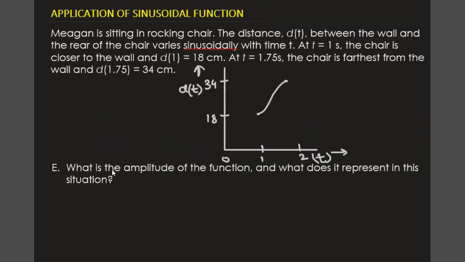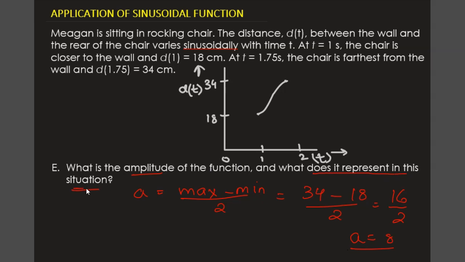The next problem wants you to find out the amplitude of the function and what does it represent in this situation. So as we know, amplitude is max minus min divided by 2. The max value is 34 and the min value is 18. We put this on the calculator and we get 16 divided by 2, which is 8. So the A value is 8. That is the amplitude.